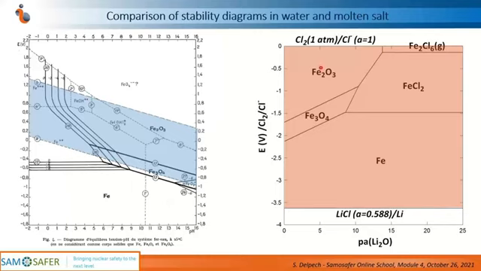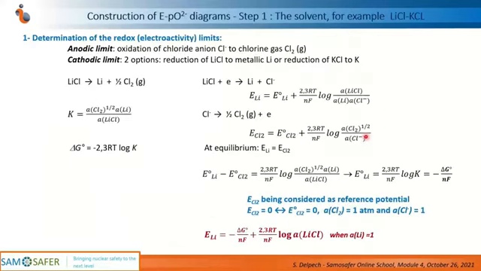Here on the right side, we have the potential acidity diagram realized for iron in lithium chloride, potassium chloride salt. In this case, we observe a very large domain of stability of iron at its metallic state. So we see that between these two, the thermodynamic data are exactly the same, but the chemistry of iron will be strongly dependent on its environment.